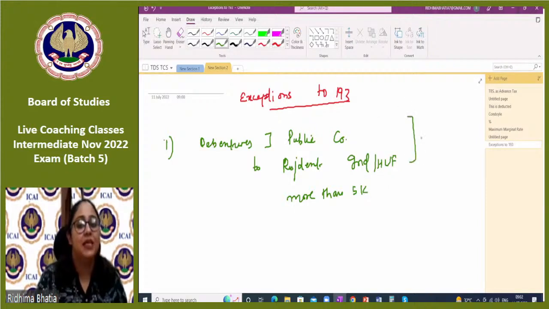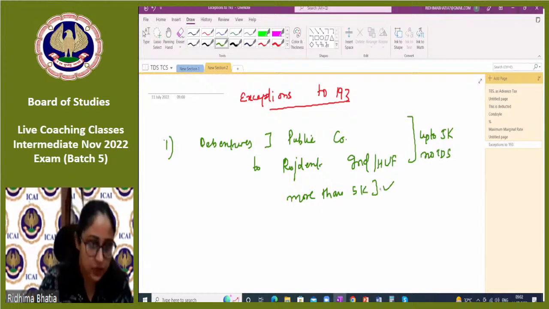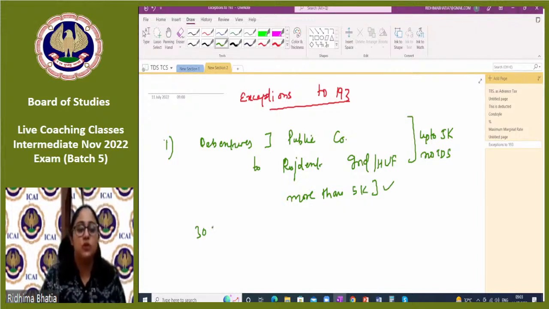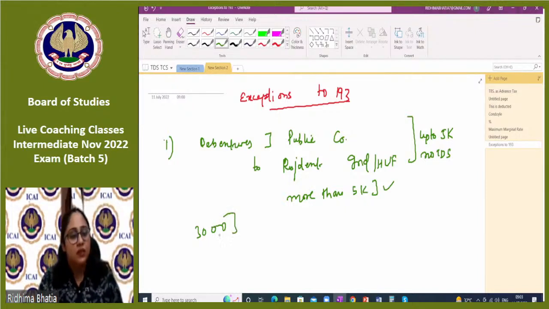So can I say up to 5K if the interest is there, no TDS, and this interest is paid obviously in any mode other than cash. But if it is more than 5,000, then only TDS. So if I'm receiving debentures interest during the year from a public company ka debentures and the interest is 3,000, will they deduct TDS? The answer is no. Interest is 10,000, will they deduct TDS? The answer is yes. How much? 10%. So 1,000 they will deduct the TDS and they will give it to me 9,000.